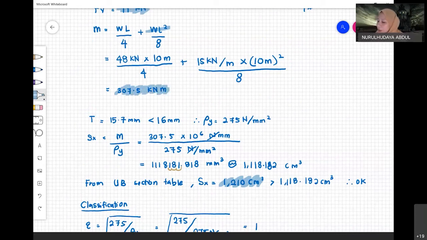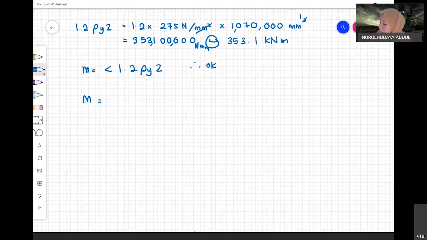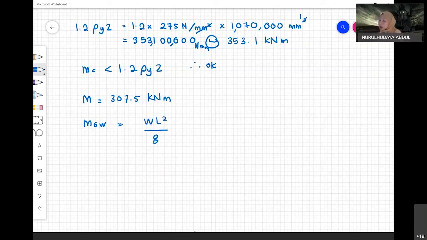Okay, ini adalah value moment without self weight of beam. 307.5 kilonewton meter. But this one tak masuk self weight of the beam. So kita kena kira self weight of the beam using the formula MSW ni lah moment, WL square over 8. Because of kita kira self weight ni kita pakai WL square over 8 because of this is UDL.